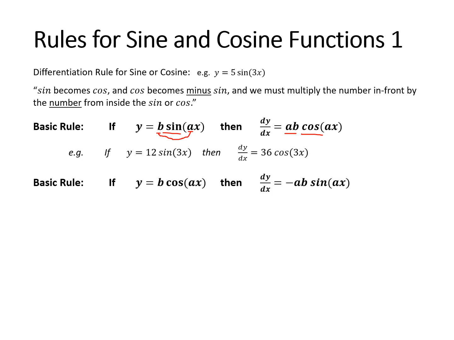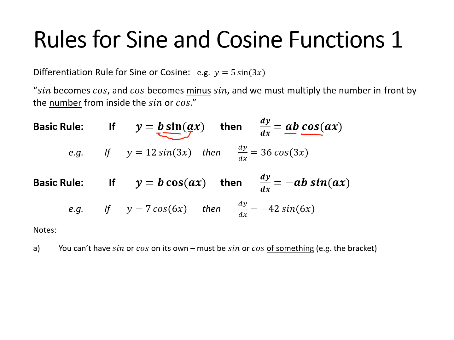Here's another example with the cos. So this time it's y equals b cos ax. The cos is going to become minus sine, and we need to multiply the a by b. So if it was y equals 7 cos 6x, dy by dx would equal minus sine 6x, but we also need to change the number in front, so it becomes minus 42 sine 6x.